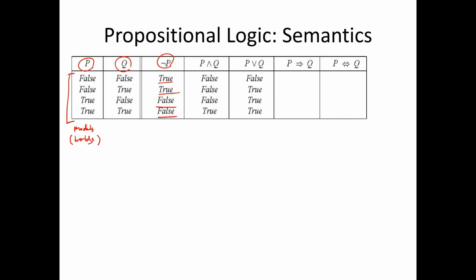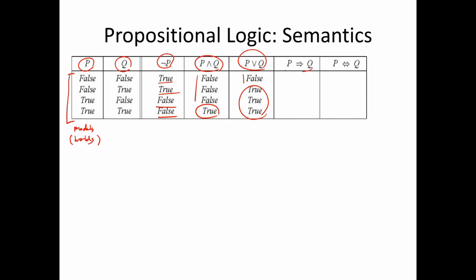And the others are all straightforward. If you consider the sentence P and Q, it's true only in the world in which P and Q are both true. And then it's false in all other worlds. And P or Q, that sentence is true in any world in which either P or Q or both are true. And then false otherwise.